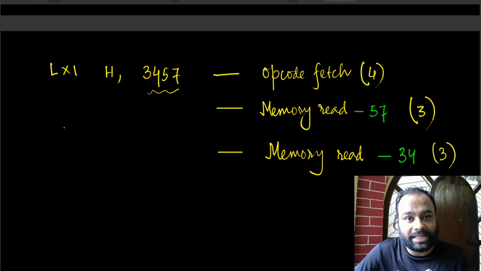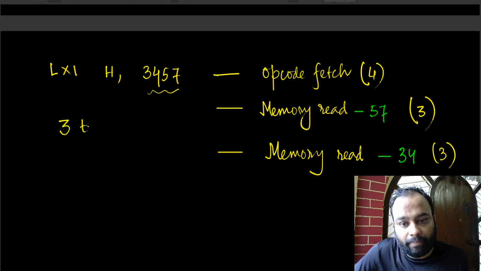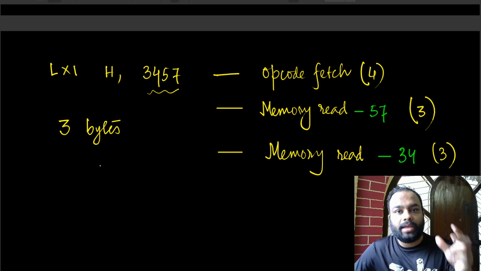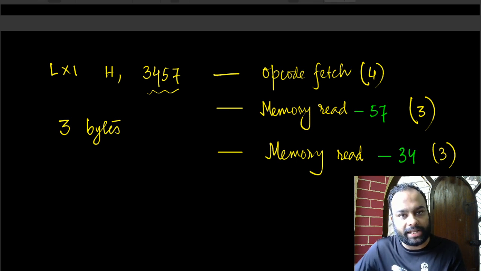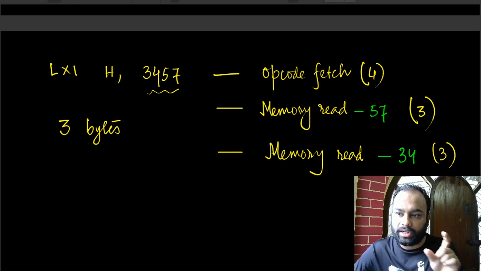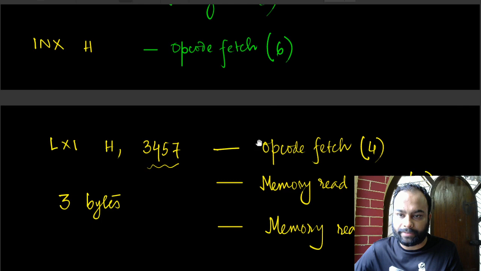And how many bytes does it take? It takes 3 bytes of memory in the program. So it's a 3-byte instruction taking up 10 clock cycles. Got it? LXI H, something. It's a 3-byte instruction, takes up 10 clock cycles. So 3 individual machine cycles.